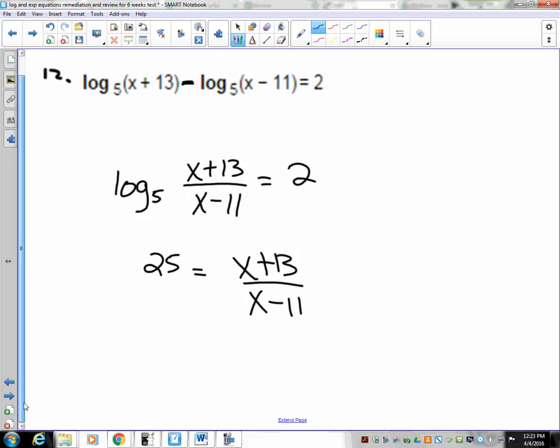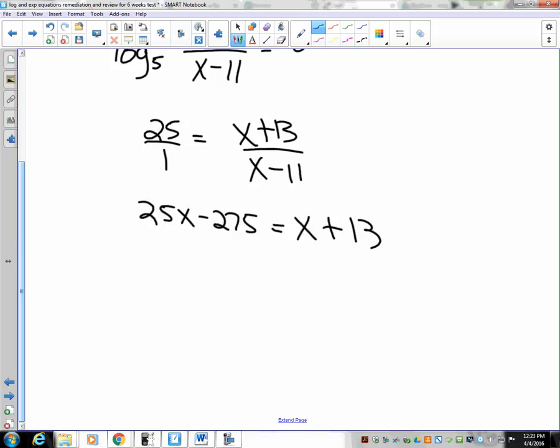Now how do we solve that? Put it over 1 and cross multiply. What's 25 times 11? Thank you. And then 1 times x plus 13 is x plus 13. Cross multiply.